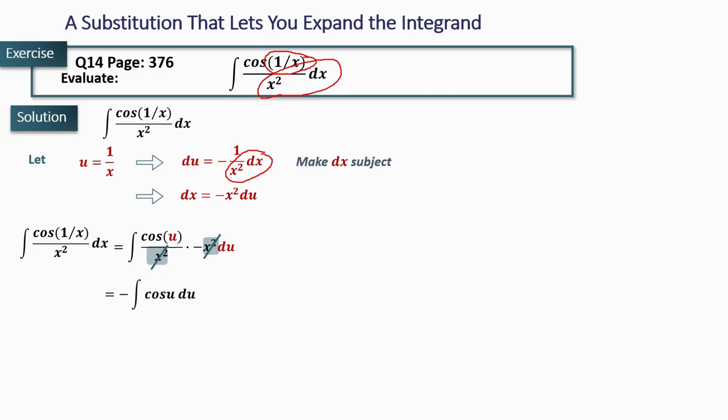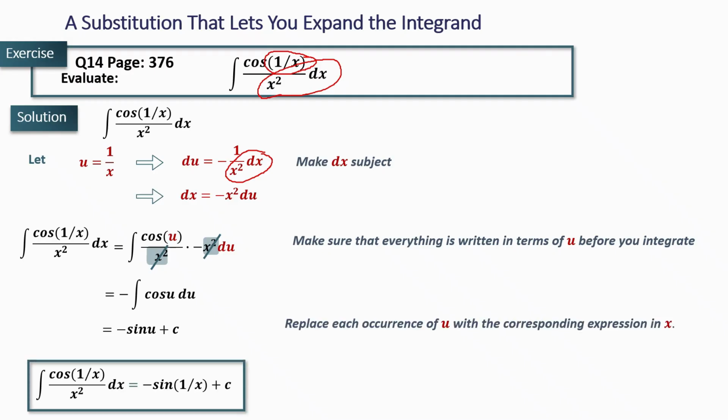And what is the integral of cos u du? Exactly, it is sine u. Already you have a negative sign, so it becomes negative sine u plus c. And what is your u? Very good, it is negative sine 1 over x plus c.